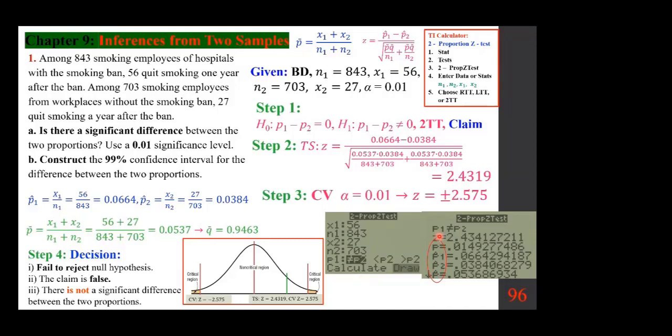This is the test statistic. Again, of course, a lot more decimals when we compare it to ours. P1 hat, P2 hat, P bar, and this one which says P is the P value. And as you can see, 0.01, let's say 5, is larger than alpha of 0.01, which results in the same thing. So the P value is here.